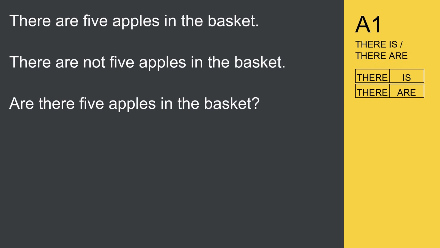There are 5 apples in the basket. There are not 5 apples in the basket. Are there 5 apples in the basket?